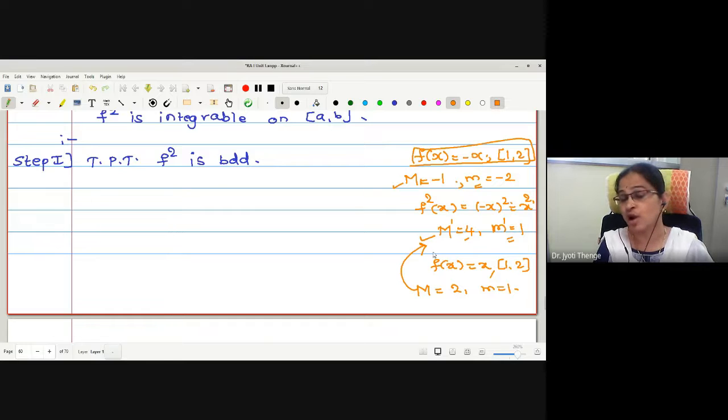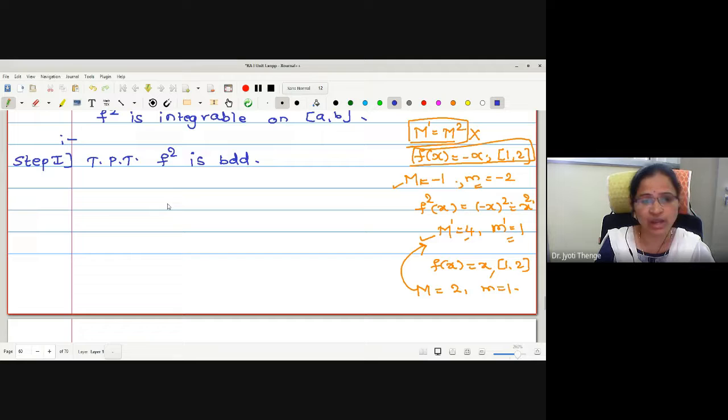We have to use the non-negative values of the given function, because with this we cannot give a relation M dash as M square. Can you give it like this? No. Unless the function is non-negative, you cannot give the relation between the bounds like this. For this, instead of using a function f integrable and giving the relation between the bounds, we are going to use mod f.